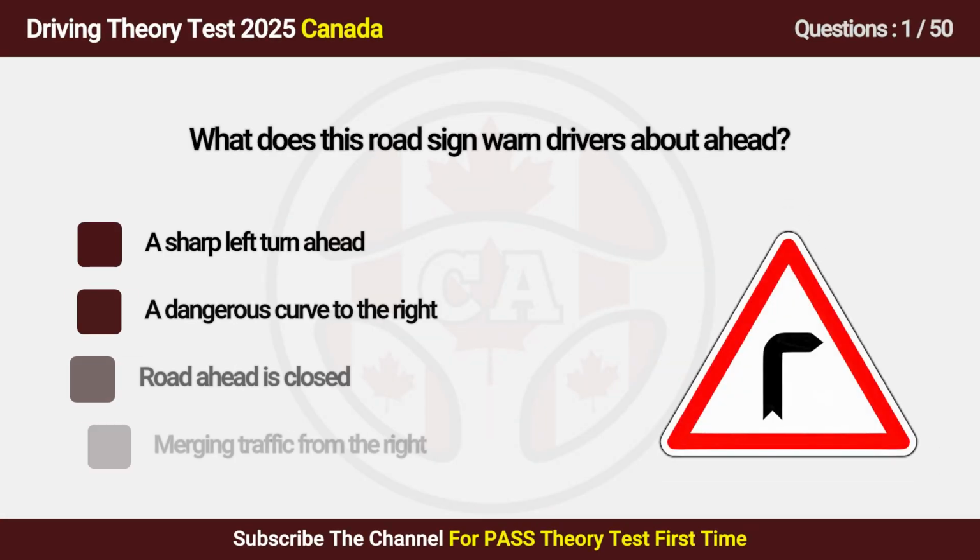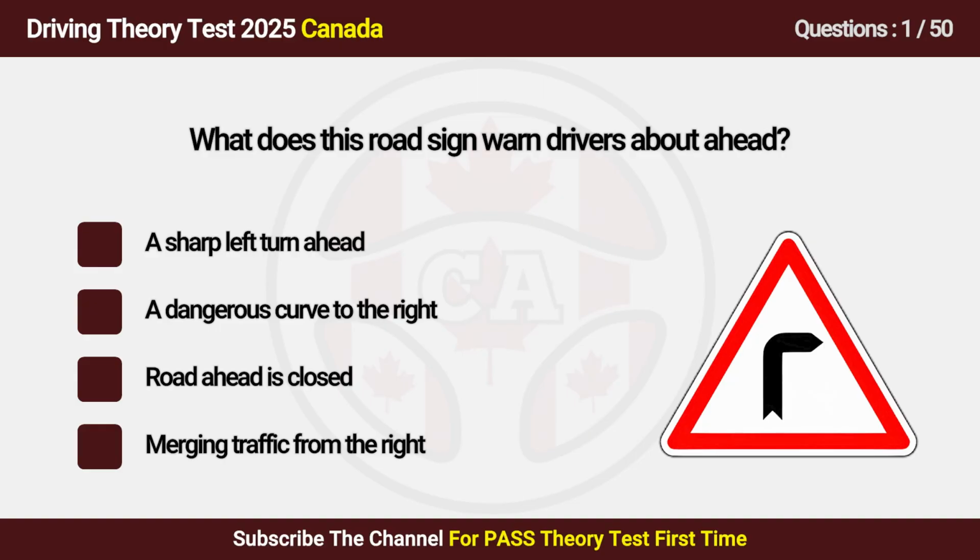Question 1. What does this road sign warn drivers about ahead? A. A sharp left turn ahead. B. A dangerous curve to the right. C. Road ahead is closed. D. Merging traffic from the right.